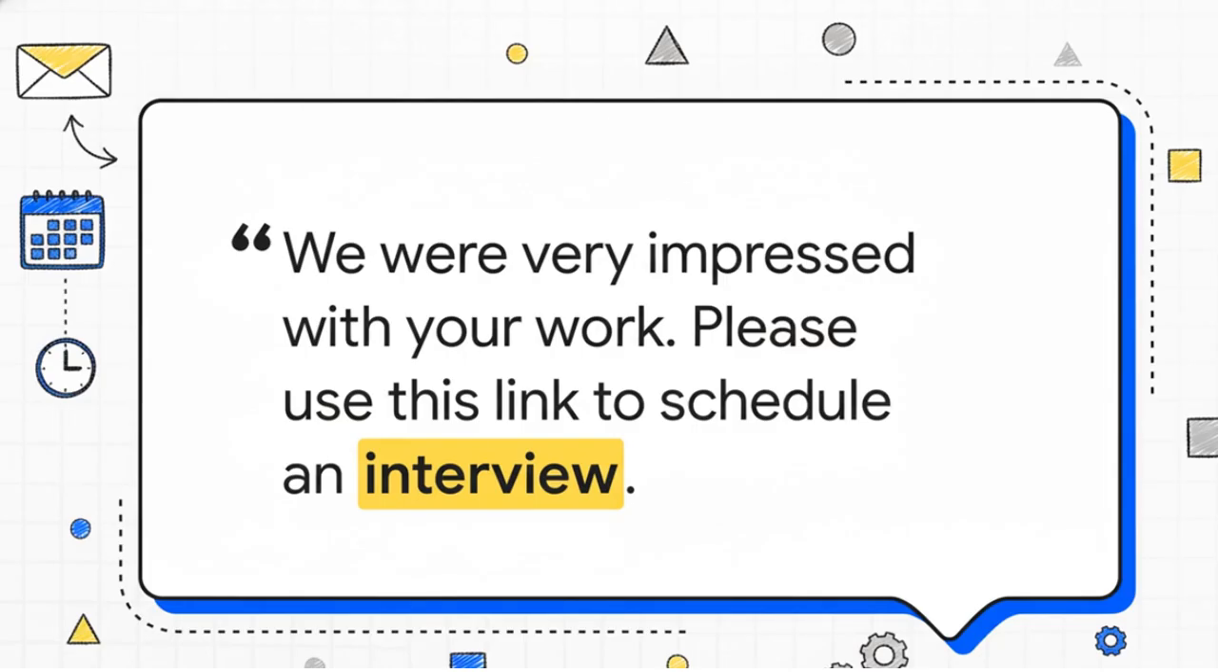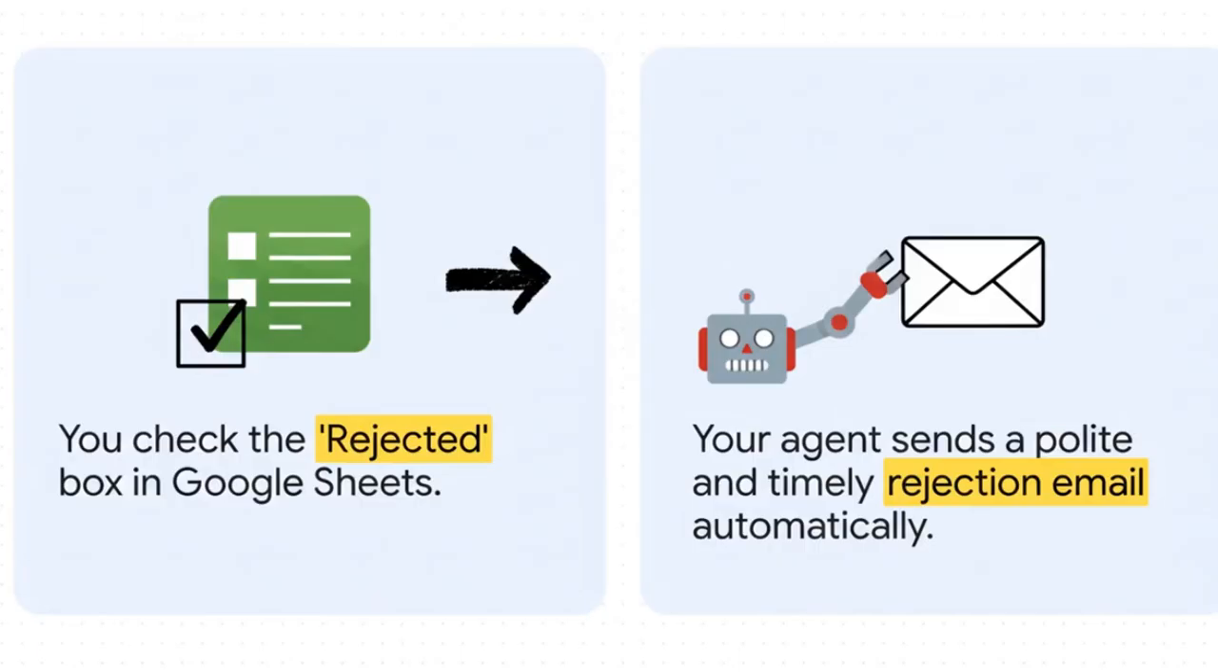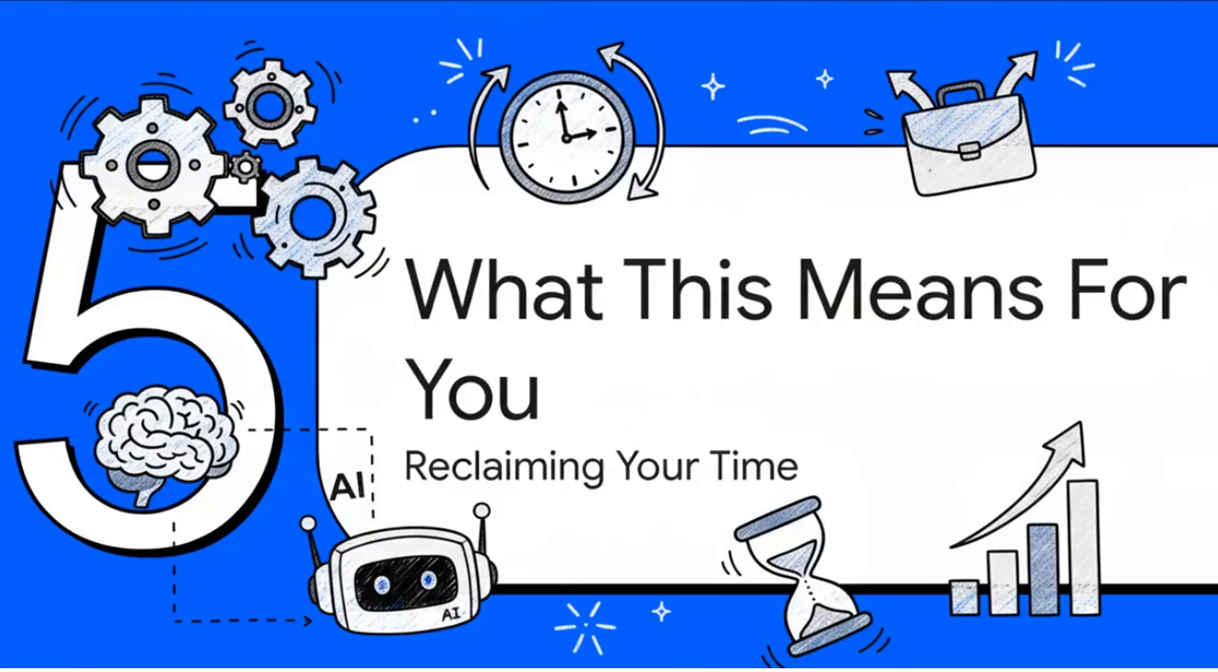It's a win-win. The system even handles the tough stuff with class. If a candidate just isn't the right fit at any stage, you check the rejected box. The AI then sends a polite, professional, and really timely rejection email, making sure nobody is ever left hanging. So, what does all of this actually mean for you, for your business? Look, it's about way more than just being efficient. It's about totally changing how you hire by taking back your most valuable resource, your time.